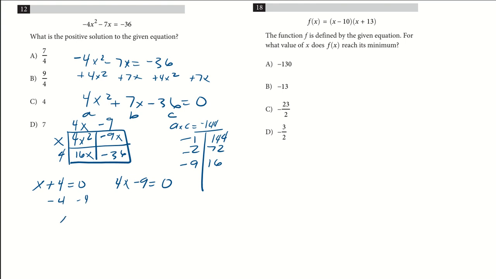I solved the first one, x is negative 4. Well, we're looking for the positive solution. So then I'm going to solve the second one, again, doing inverse operations. And when I do that, again, division, subtraction, and addition are inverses. Division and multiplication are inverses. I get 9 over 4, which is answer B. Letter B is my answer.